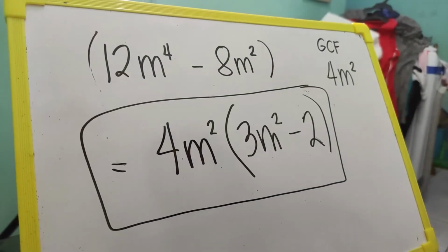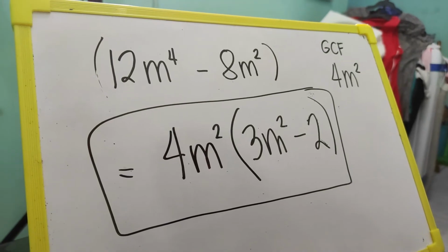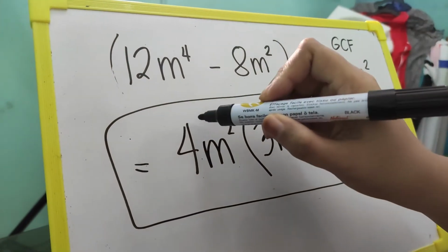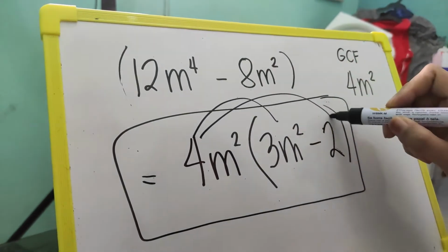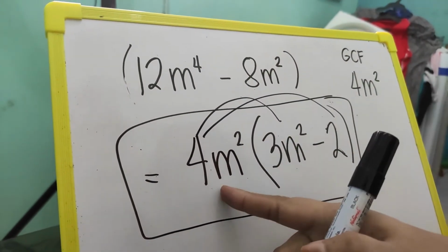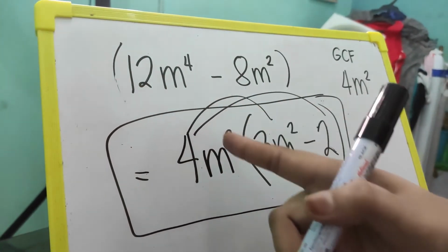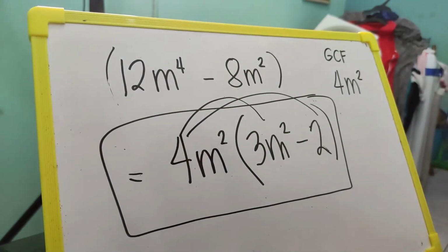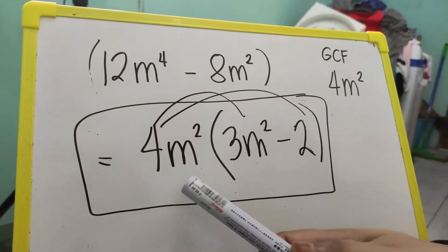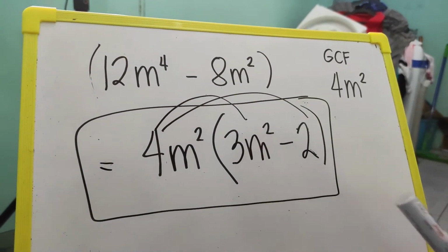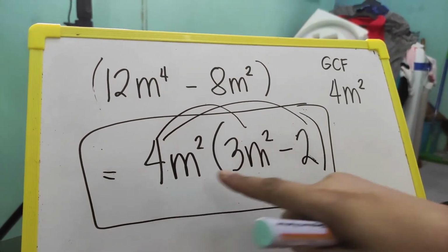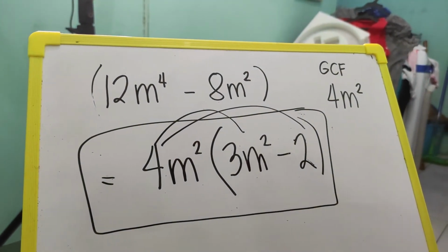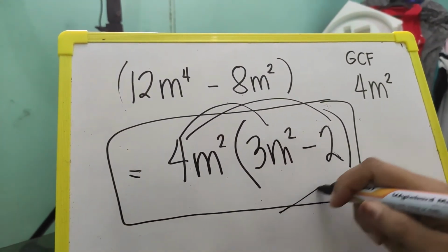To verify our answer, let's try to solve it using the distributive property. We will just be distributing this one to each of the terms inside the parentheses. So 4 times 3, that's 12, m squared times m squared, that is m to the 4th power. Then 4m squared multiplied by negative 2, that is 4 times 2 is 8m squared. So it's just the same. But this is now the final answer.